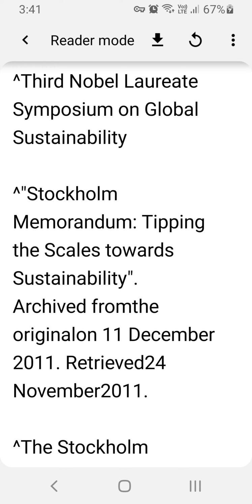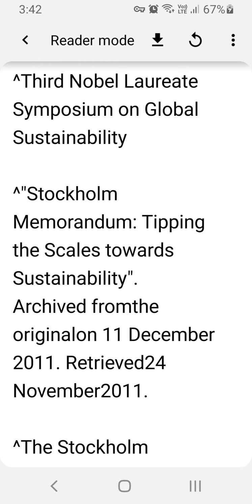References. Kim, Rakhyun E. 2019. Earth System Law: The Juridical Dimensions of Earth System Governance. Earth System Governance, 1, 100003. ISSN 2589-8116. 2017 Lund Conference on Earth System Governance. 2018 Utrecht Conference on Earth System Governance. www.earthsystemgovernance.org. Retrieved 3 September 2018. 2020 Bratislava Conference. Earth System Governance. 2020. Archived from the original on 8 August 2020. Retrieved 27 August 2020. 3rd Nobel Laureate Symposium on Global Sustainability. Stockholm Memorandum: Tipping the Scales Towards Sustainability, archived from the original on 11 December 2011.